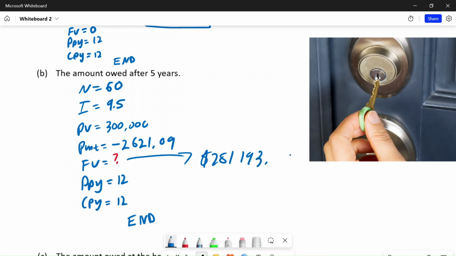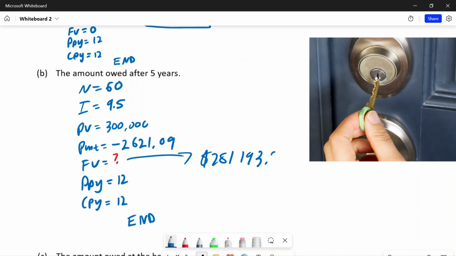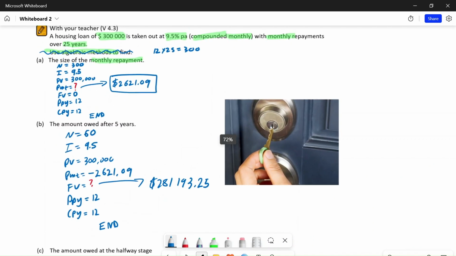So what was it? 25 cents. Righto. So that's how we use the finance solver for those ones.